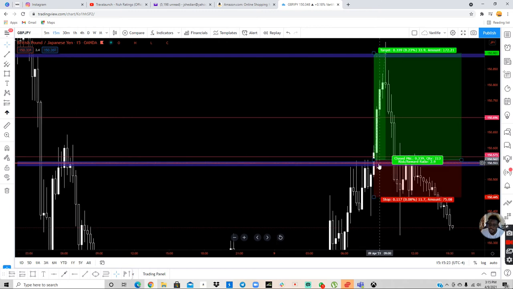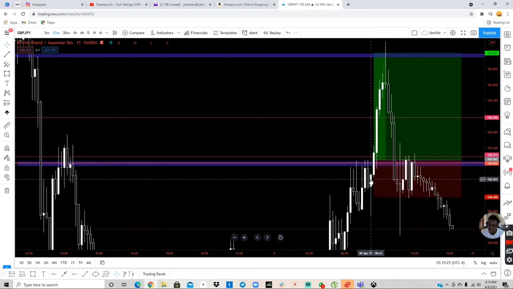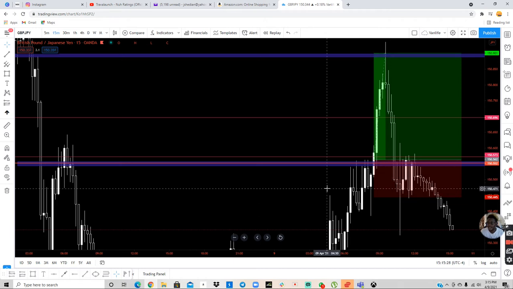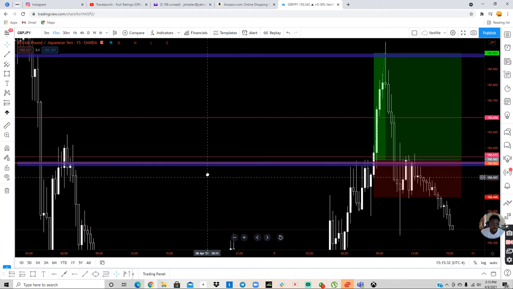So I didn't even worry about this minor pullback here. Once it did start to break the low here, I closed back in the range. I was good with the trade, and it just shot right up.